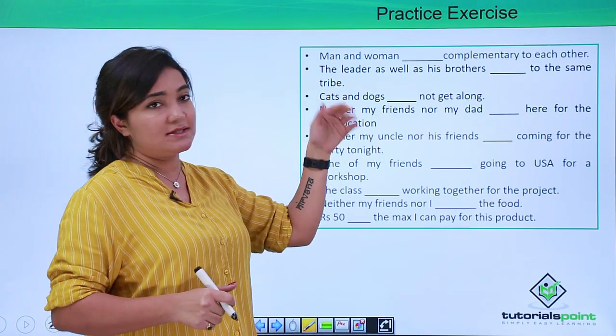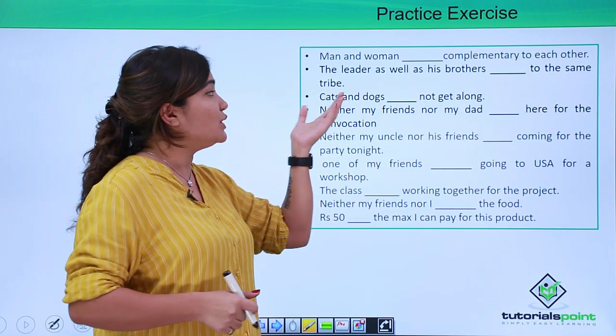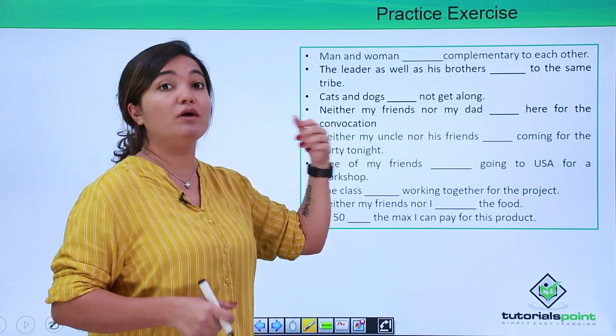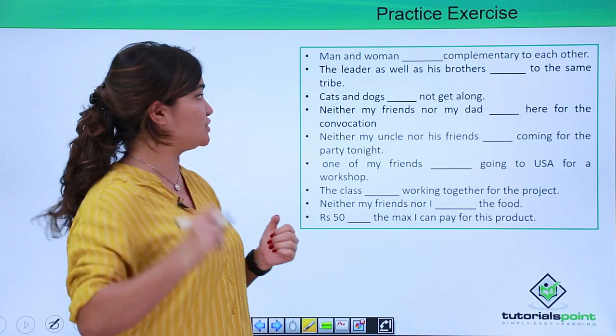Cats and dogs dash not get along. So cats and dogs do not get along. Again, there's usage of and, hence there is addition.